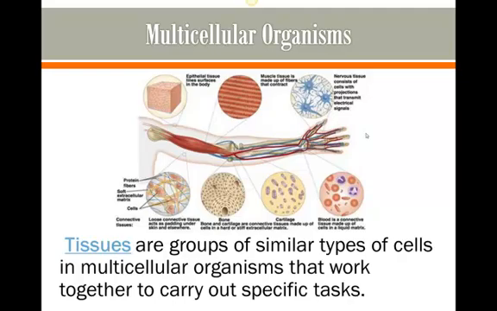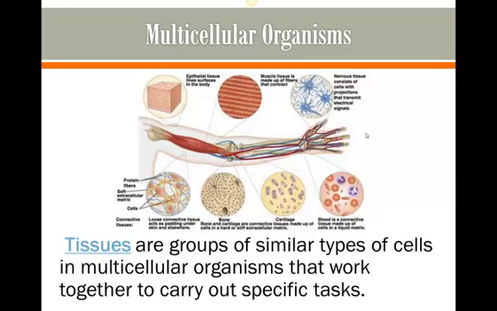When cells are specialized, certain cells group together because they have a common function to work towards. They're working together to carry out a specific task. And we call those similarly grouped cells, those similar types, tissues. Now there's lots of different tissues, but we're going to look in the next slide. There are 4 main types of tissues that we have in humans.